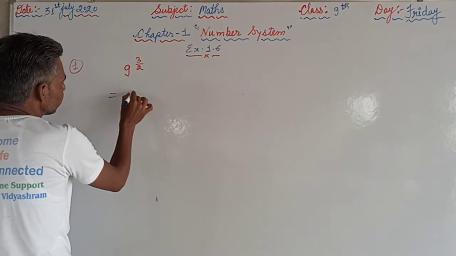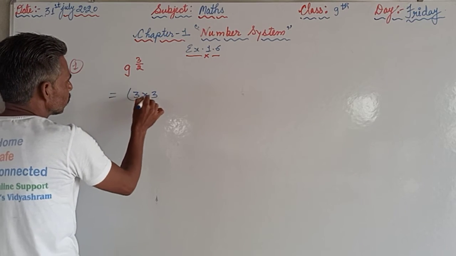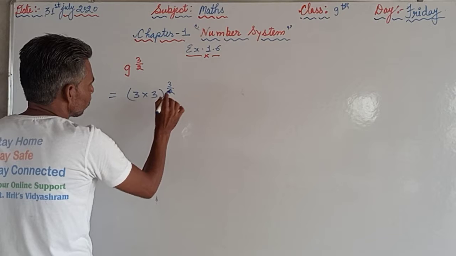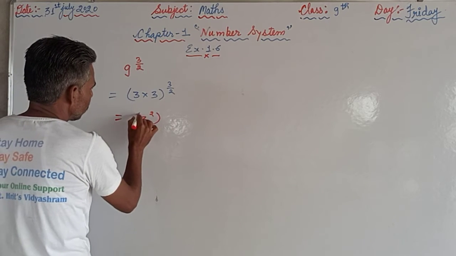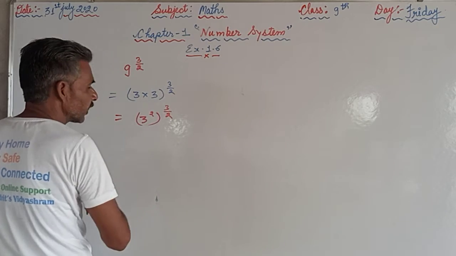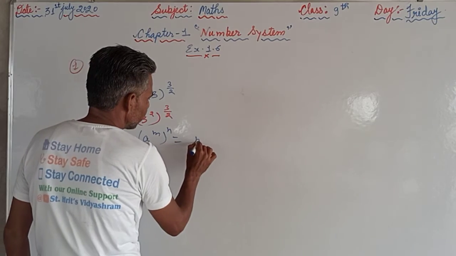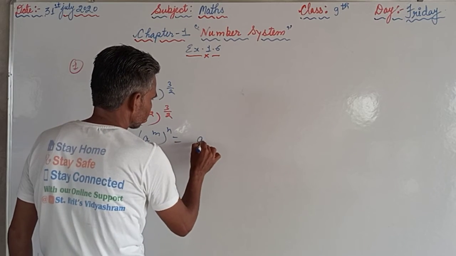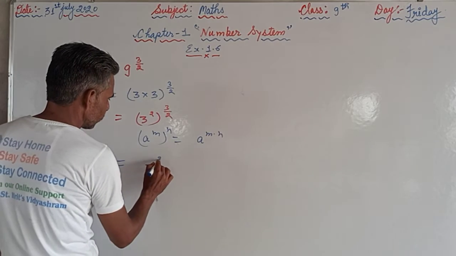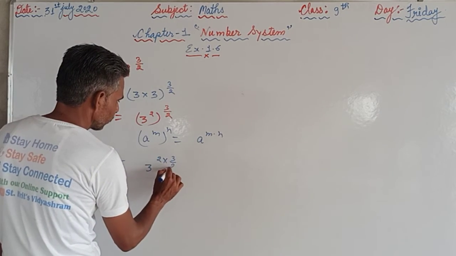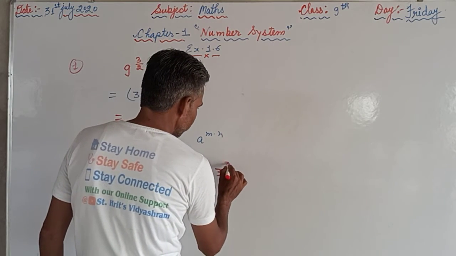9 we can write like this, 3 into 3 is 9. So this power 3 upon 2. Again we can write 3 raised to power 2 whole raised to power 3 upon 2. Again we will use the same thing, a raised to power m whole raised to power n will be a raised to power m into n. So here the answer will be 3 raised to power 2 into 3 upon 2, means 2 will cancel out 2 and the answer will be 3 raised to power 3.